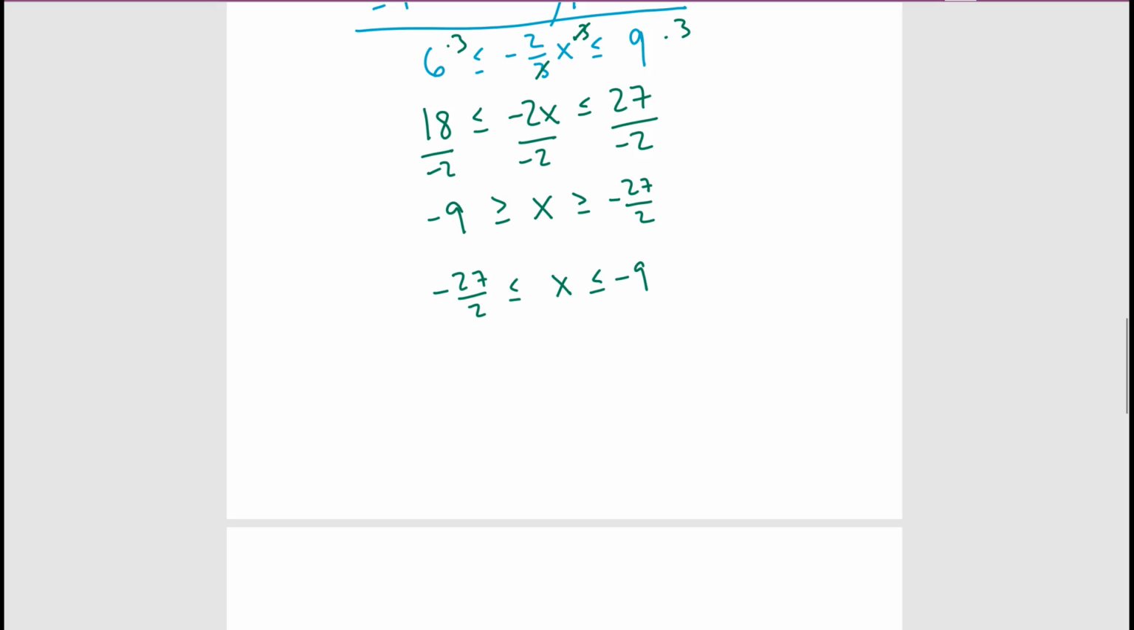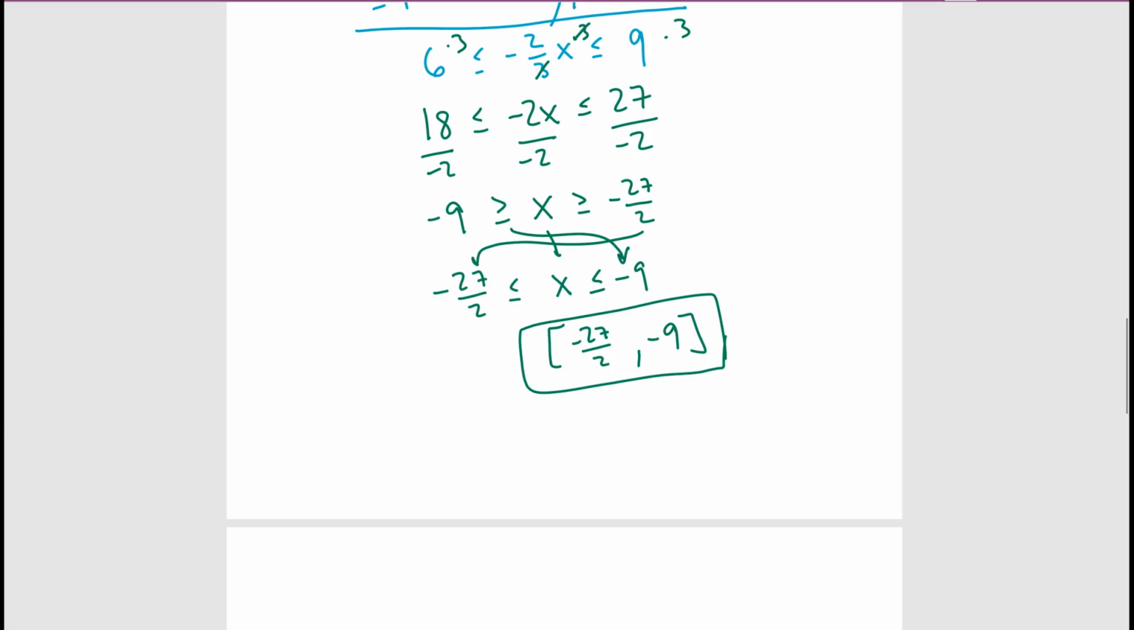All I just did was flip it over. So now this one goes here, I flip the sign over, x goes here, and then the 9 goes there. So my answer is going to be between -27 over 2 all the way until -9, and they're both included. That's all there is to these types of problems. They're really not that difficult. Just beware with the signs and make sure that you're adding and dividing or whatever you're doing to every single term.